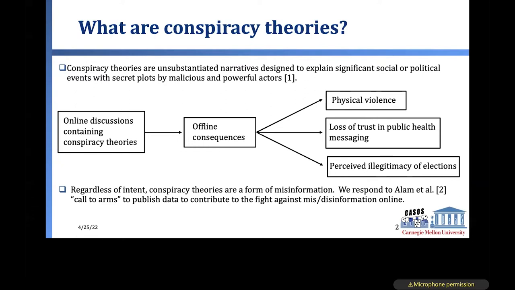Additionally, loss of trust in public health messaging. I'm sure we can all think of many, many examples related to COVID, but I'll provide one. COVID vaccines are a ploy to insert people with microchips. That conspiracy theory might lead somebody to not go ahead and get vaccinated. And then also perceived illegitimacy of elections is another example. So we can think about the role of messaging from QAnon in the events following the 2020 presidential election.